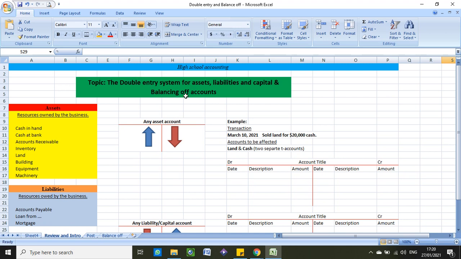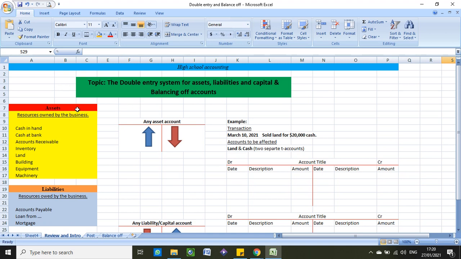Let me remind you that you can get this file by looking at the video description. You should be able to access the file that you're looking at right now. There is a complete video on the review I will do right now, so feel free to take a look at that video again if you think you need the help before actually going into the double entry system.